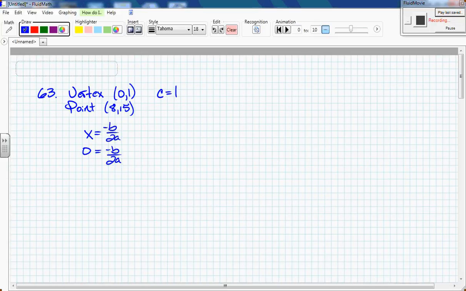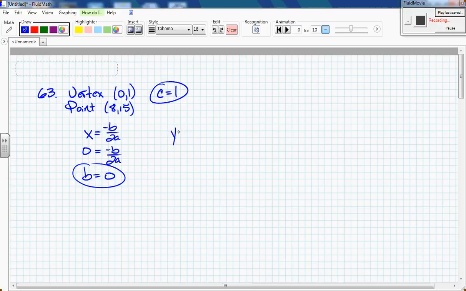In a quadratic function, a cannot be 0 because it would no longer be quadratic. So we know that we're not going to be dividing by 0, but in order for this to equal 0, b would have to be 0. So in this case, we now know that b equals 0. So we have c equal to 1, b equal to 0. The last thing we have to do is find a.